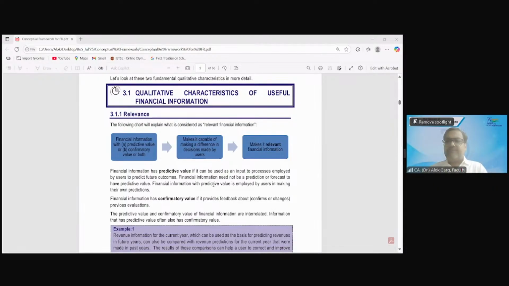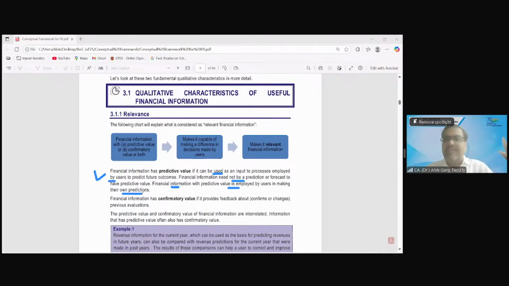So all those important information needs to be provided which is useful to the user of the financial statement, investor, lender, and creditor, for taking a decision about the future. Financial information has a predictive value if it can be used as an input to processes employed by users to predict future outcomes. Financial information need not be a prediction or forecast to have predictive value, but financial information with predictive value is employed by the users in making their own predictions.